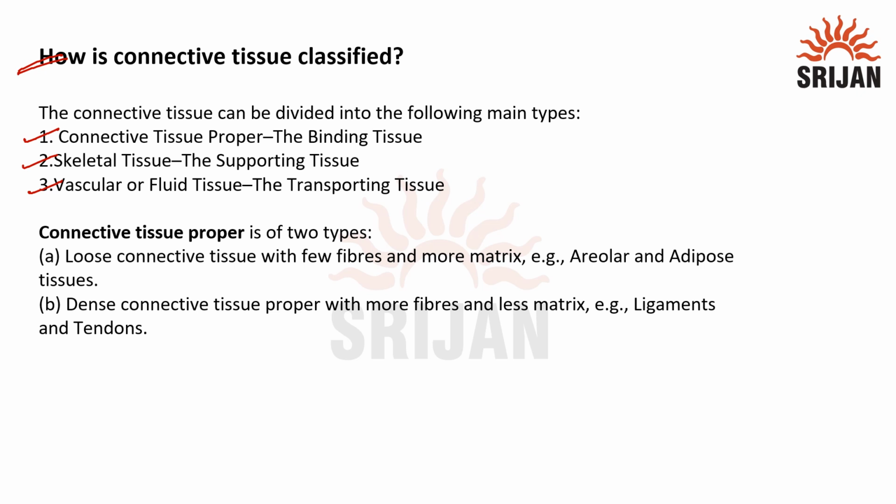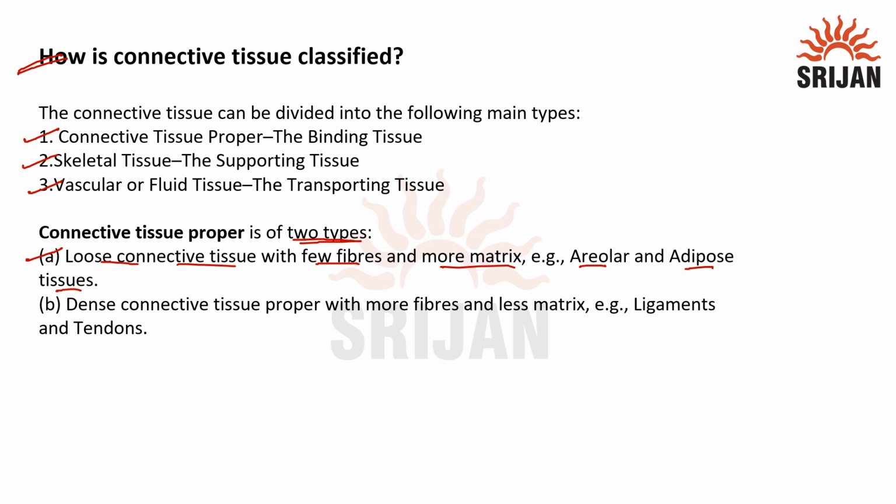First, let's write about the connective tissue proper. And this connective tissue proper is of two types. The first one is the loose connective tissue. In this loose connective tissue, there will be very less fibers and they will be having more amount of matrix. The example of such loose connective tissue is areolar connective tissue and the adipose tissue.